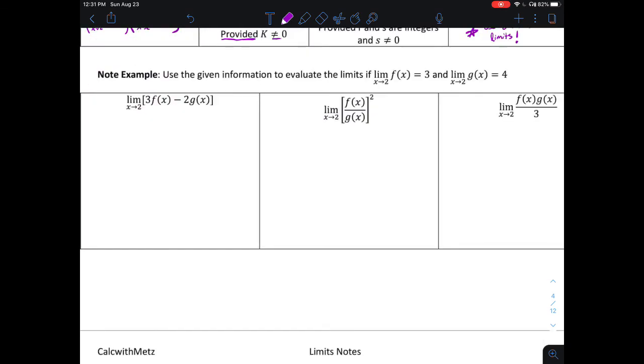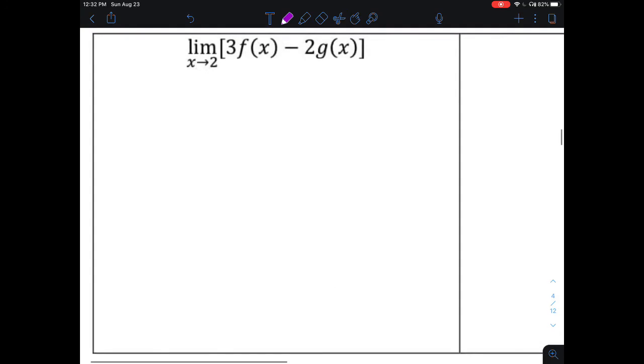So let's do a couple of examples with properties and limits. I'm given here that the limit as x approaches 2 for f of x is 3, and the limit as x approaches 2 for g of x is equal to 4, and I want to evaluate these three problems. Now, I can't just jump right in and plug numbers in. I need to fully expand, so that I see these limits verbatim before I put any numbers in.